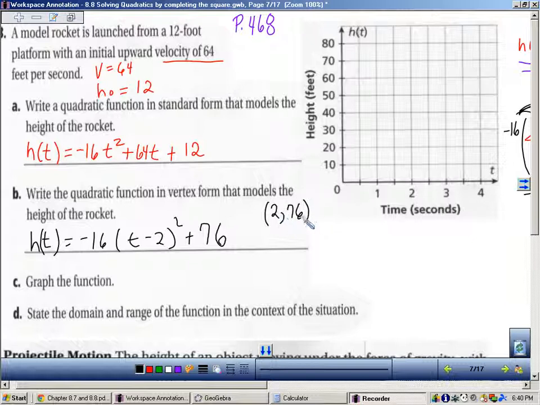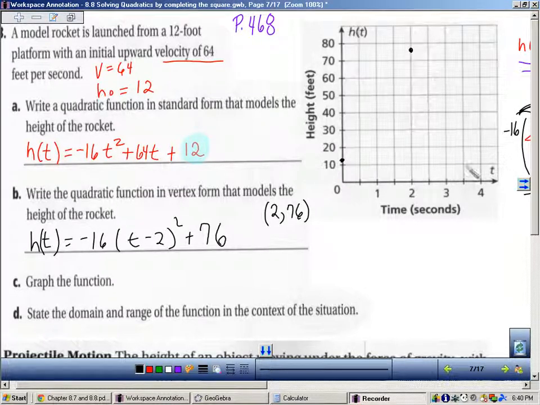Positive 2, 76 would be here, approximately, right? This is 80, this is 75, 76 probably there. We know that in standard form, the last term is where the graph crosses the y-axis, right? When time is 0. That would be, well, about here, right?